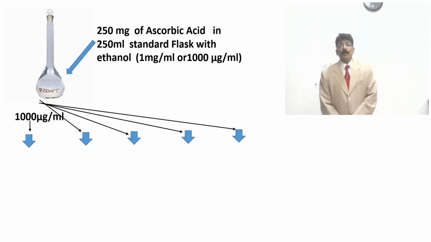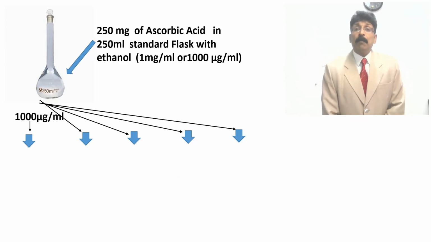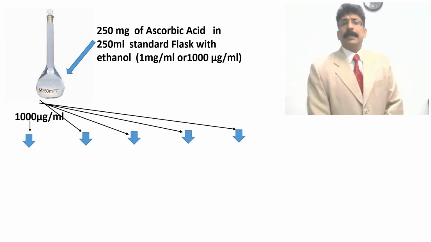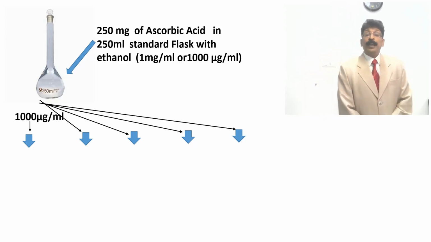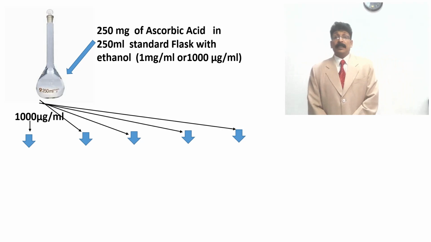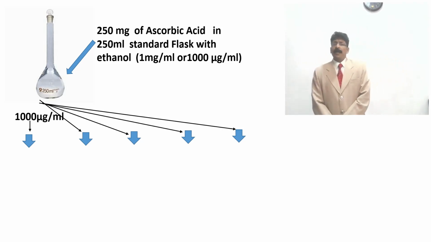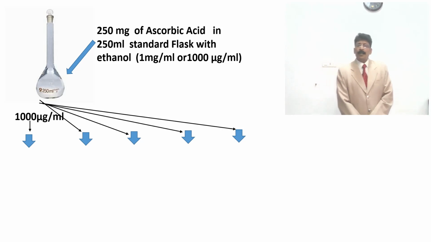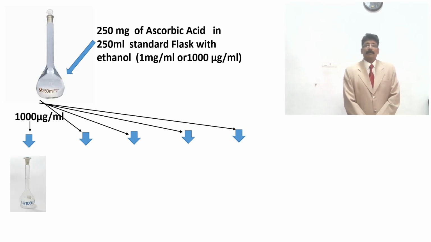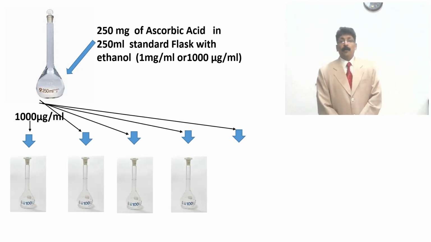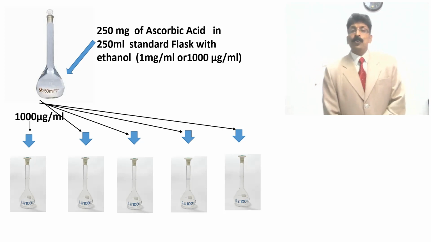So what you are going to perform is, 200 milligram of ascorbic acid you have taken as a standard in a 250 ml standard flask, and ethanol as a solvent, make up the volume. So the same thing, 1 milligram per ml, or you can say 1000 microgram per ml. And from that, the same dilutions are made.